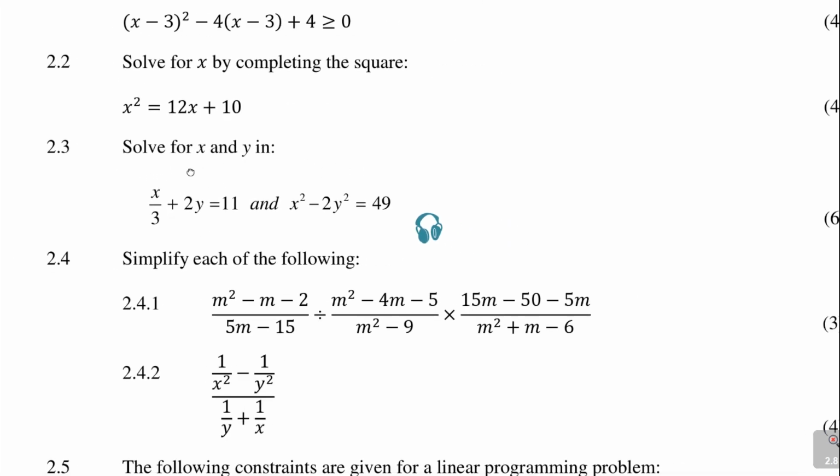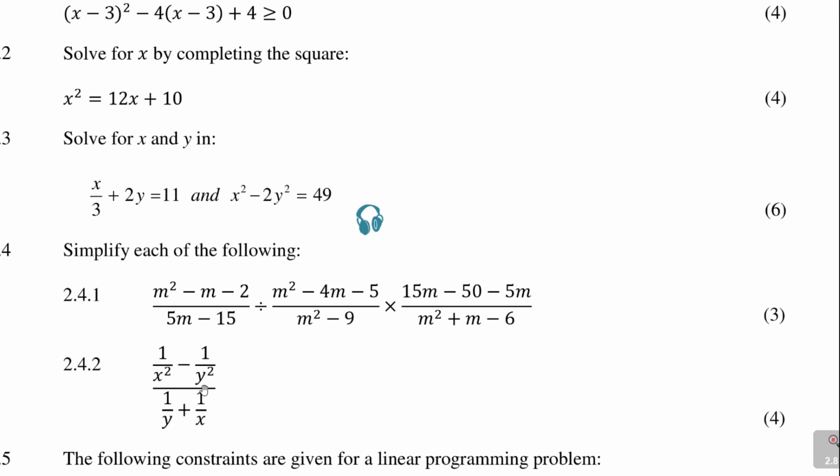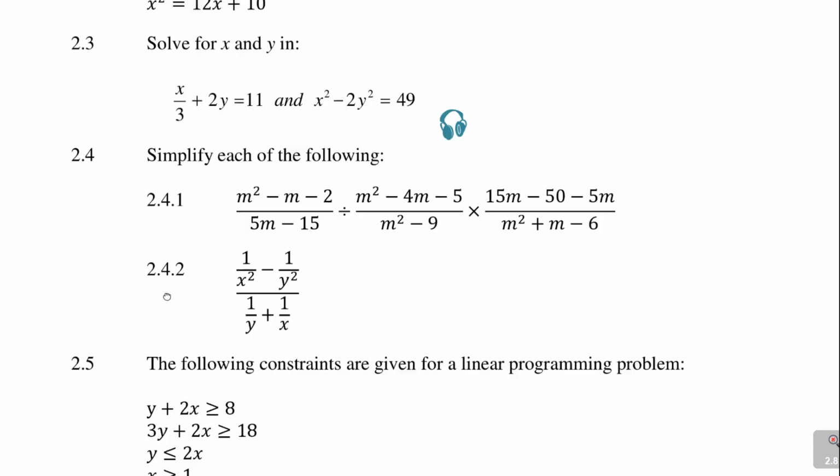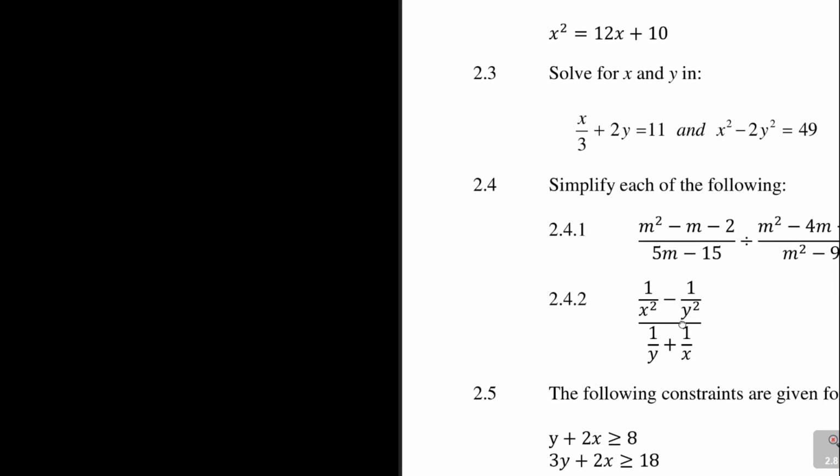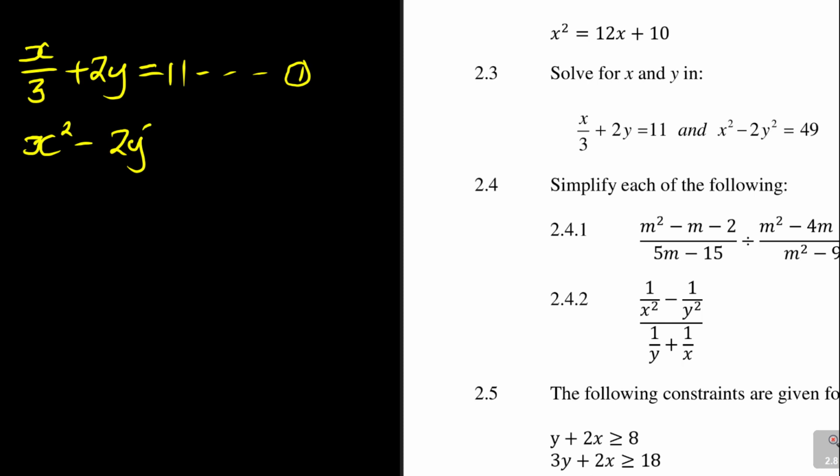Solve for x and y in this. Simultaneous equations. How many marks? 6 marks. How do you approach this kind? So you've got x over 3 plus 2y is equal to 11, and we'll call that equation 1. And then you've got x squared minus 2y squared is equal to 400. That is equation 2. You agree with me?